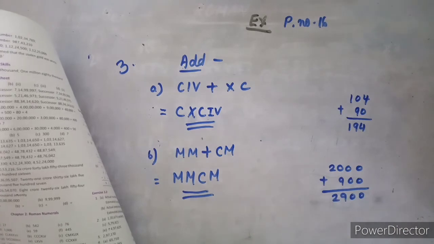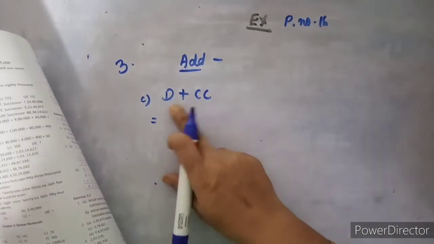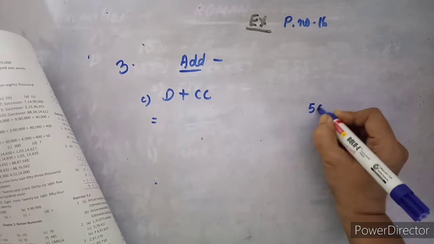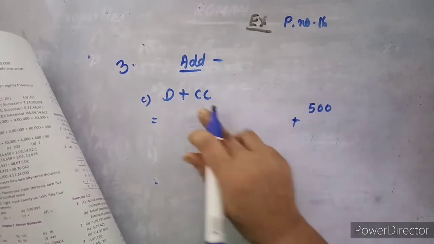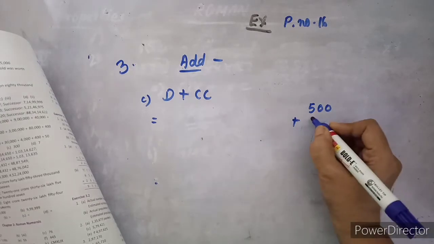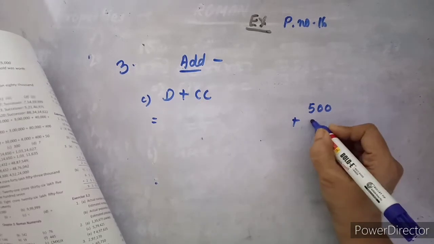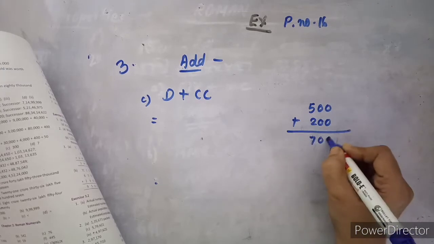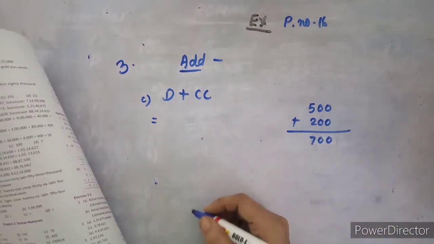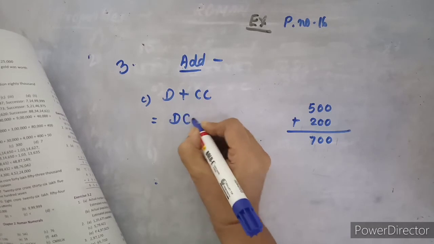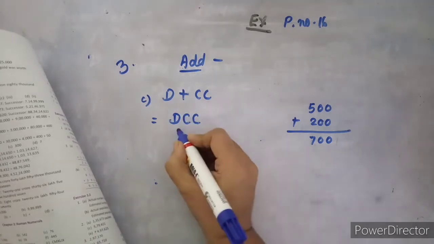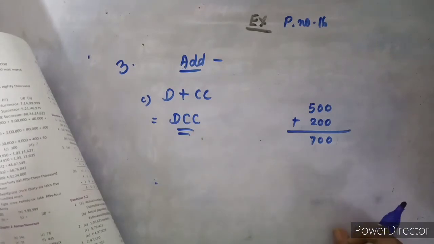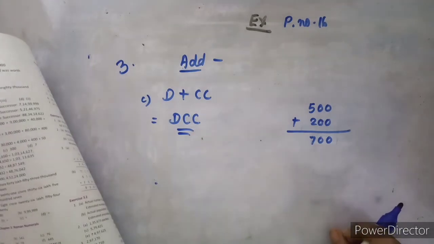Now go for the third. Now the third sum is D plus CC. Now what do you mean by D? D means what? 500. Okay, and 2 C's are there. That means you have 100 plus 100. That is 200. Okay, so this will give you what? 700. That means what? 500 plus 2 C's. This will give you 700. So the answer will be this. Okay, now go for the next one.